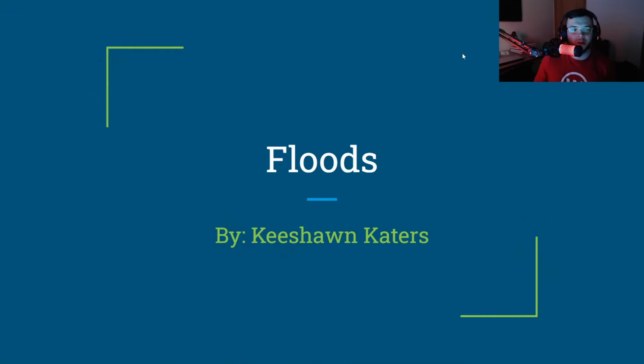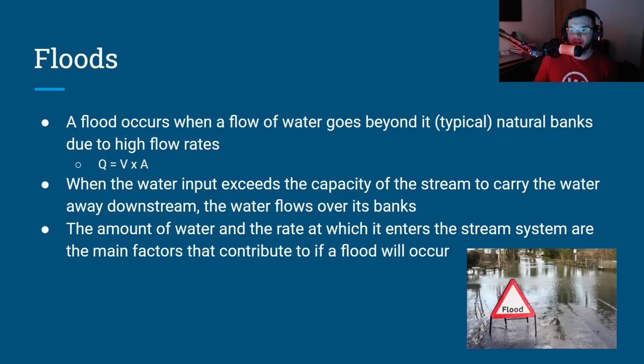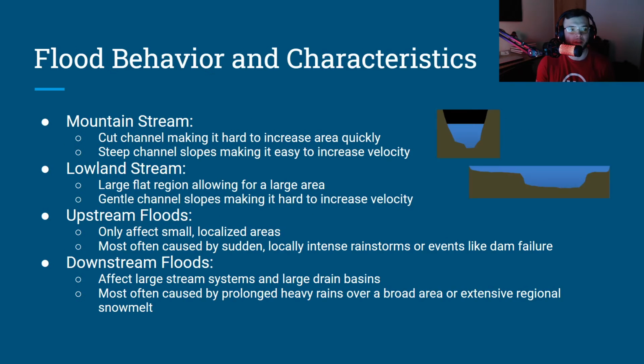So in this video, we're going to be talking about floods. Floods occur when the flow of water goes beyond its typical natural banks due to high flow rates. And the equation shown there is the flow rate equation. Typically, the amount of water and the rate at which it enters the stream system are the main factors that contribute to whether a flood is going to occur or not.